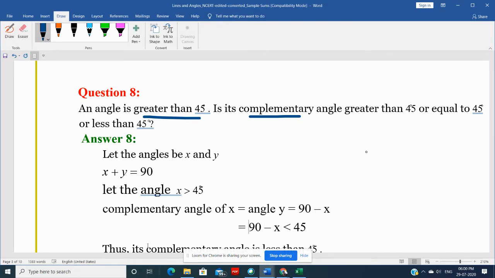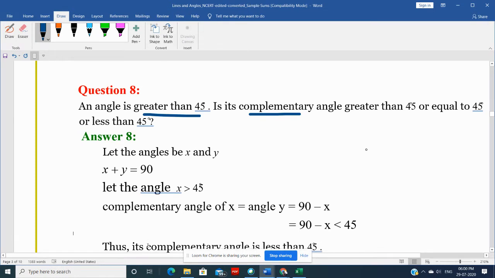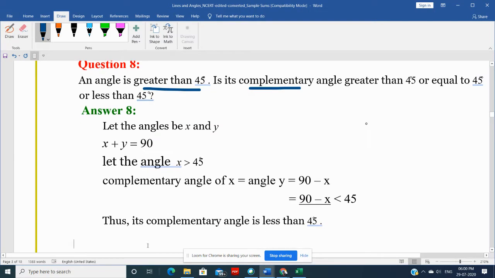Now, for x, we already know that it is greater than 45, okay? So naturally, if I subtract something greater than 45 from 90, then whatever the result may be, this result has to be less than 45, naturally. Is it sounding confusing? Let me explain you.